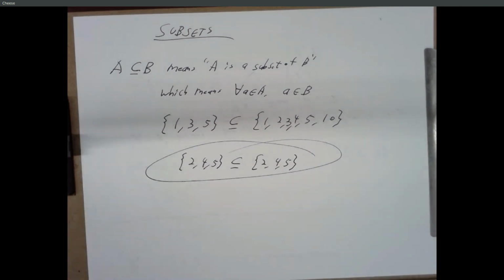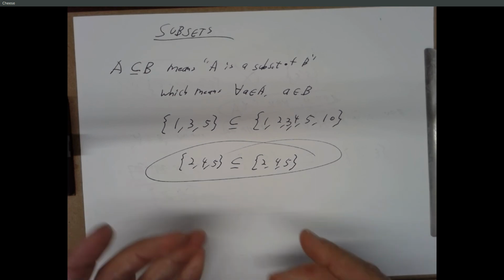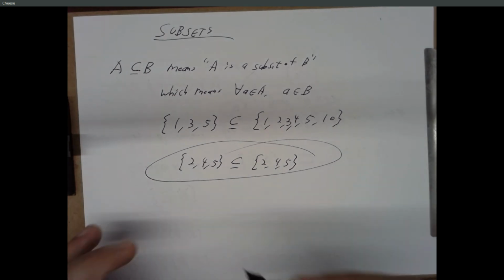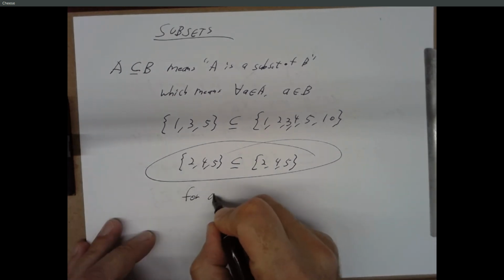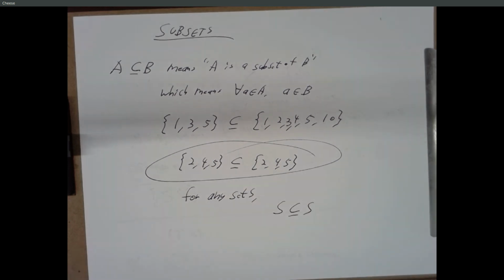Is this a true statement? Is 2, 4, 5 a subset of 2, 4, 5? Yeah? Feels a little weird, but every element here is an element of that. This is absolutely true. And there's nothing magic about 2, 4, 5. I could pick any set S, and it's always going to be a subset of itself.